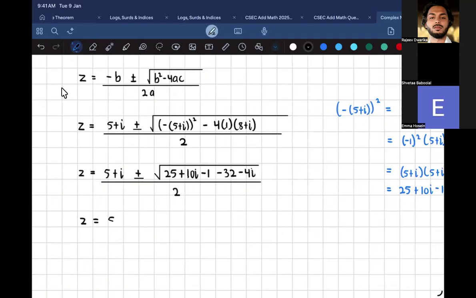So that's going to be z is equal to 5 plus i plus or minus the square root. The real parts over there are 25 minus 32 minus 1, so that's going to be minus 33 plus 25. Straight out, what's minus 33 plus 25? Minus 33 plus 25. You mean 32?